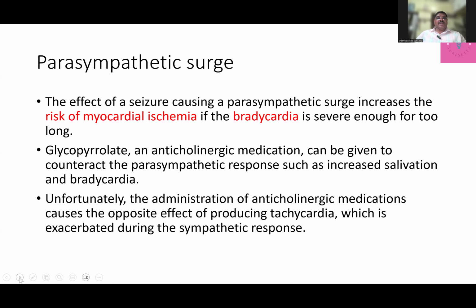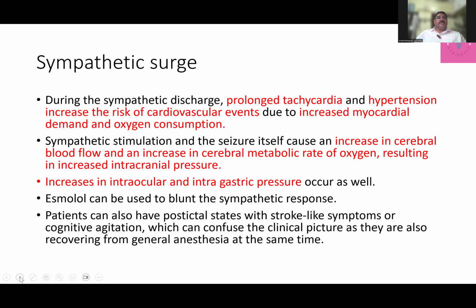So glycopyrrolate, an anticholinergic medication, can be given to counteract the parasympathetic response, such as bradycardia. But unfortunately, the administration of anticholinergic medications can cause the opposite effect of producing tachycardia, because the duration of action of glycopyrrolate is long, but the parasympathetic surge duration is very short. So what happens? The effect of the glycopyrrolate falls on the sympathetic surge also, which causes an exaggerated sympathetic response.